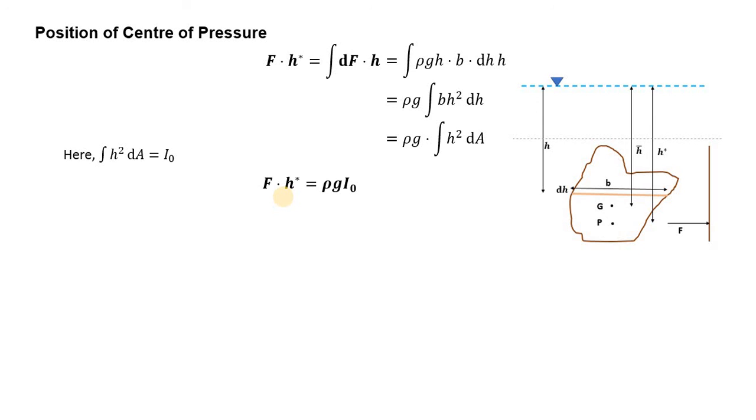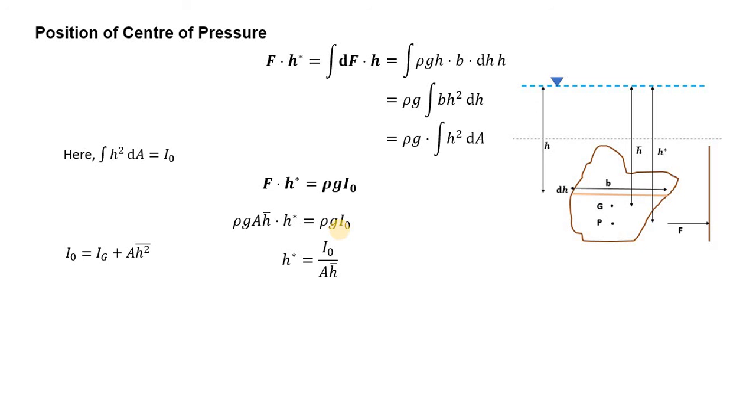So F into h star is rho g into I naught from the previous simplification, and F is rho g into A into h bar. Now there is again h star here, which equals rho g into I naught. But we can also shift the axis. We can also calculate the moment of inertia with respect to the GG axis through center of gravity, an axis passing through center of gravity. That's the meaning. So I naught equals Ig plus A h bar square, and we can express I naught in terms of Ig. That's the meaning of this expression.